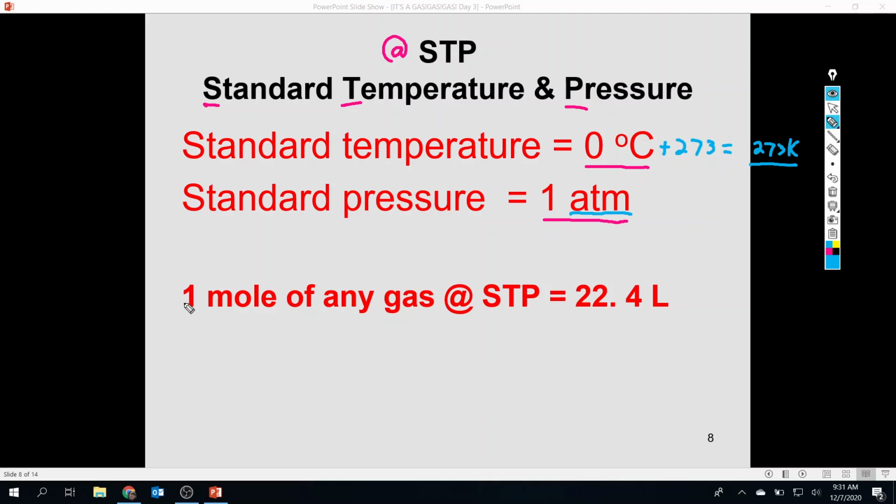All right, just something else to tell you, that 1 mole of any gas at STP has a volume of 22.4 liters. So 1 mole of any gas, no matter what kind, if it is at STP, will have a volume of 22.4 liters. All right, so please record all that information in your notes. Great.